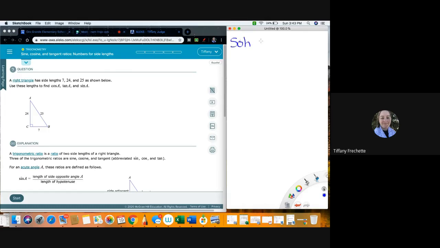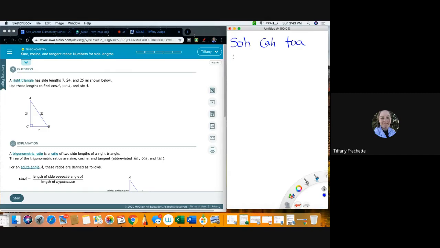We have SOH CAH TOA. It sounds funny, but it helps you remember the order. So these are the three trig functions. We have sine, cosine, tangent. That's what S, C, and T stand for.